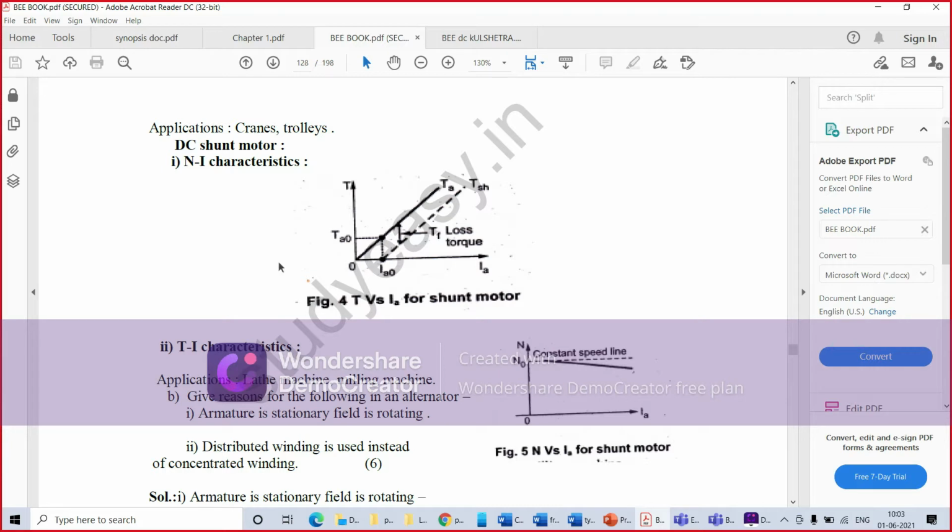The first one is, as we know, the speed of the DC motor is proportional to the back EMF, or you can say flux. When the load is increased, the back EMF and flux decrease due to armature resistance drop and armature reaction separately. However, back EMF decreases more than flux, so the speed of the motor slightly decreases with the load. This is for your speed and armature current characteristics.